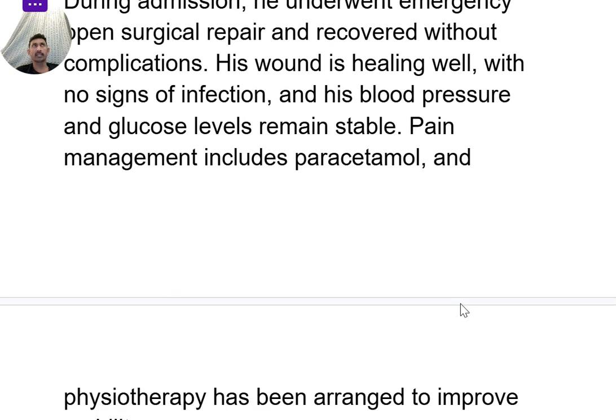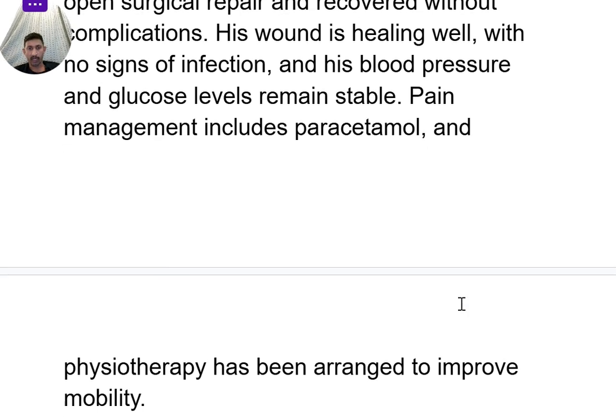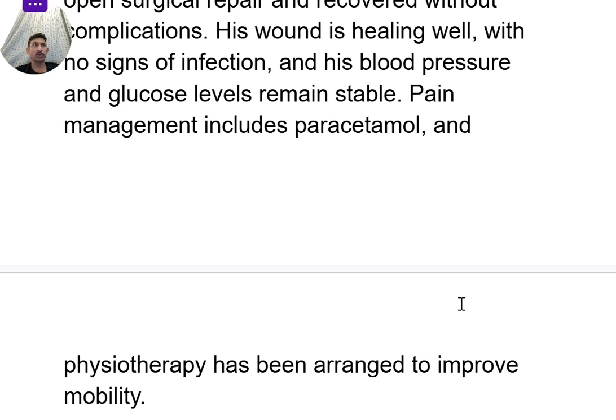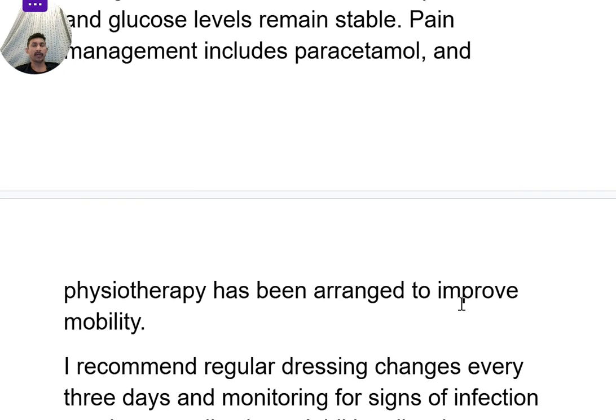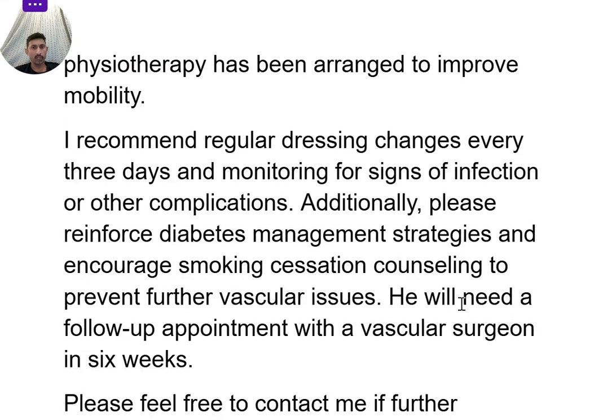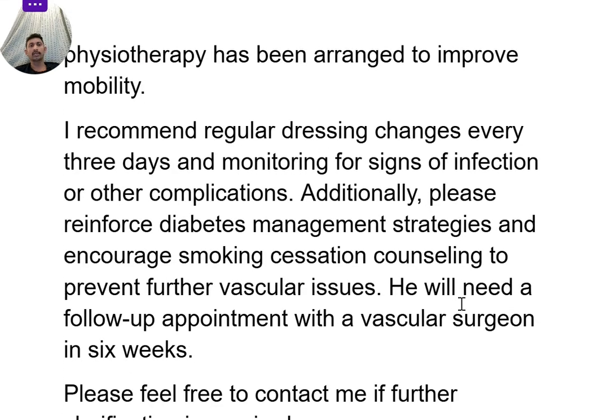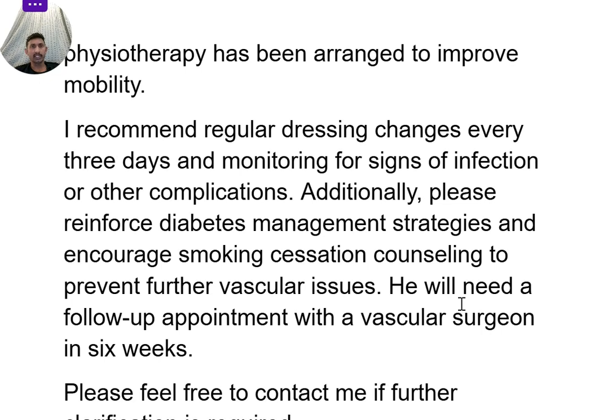And next we are moving to physiotherapy. This is all the discharge plan we are discussing in the second body paragraph. Physiotherapy has been arranged to improve mobility. Okay, so then we are moving to the third body paragraph, which is the recommendations for the doctor.